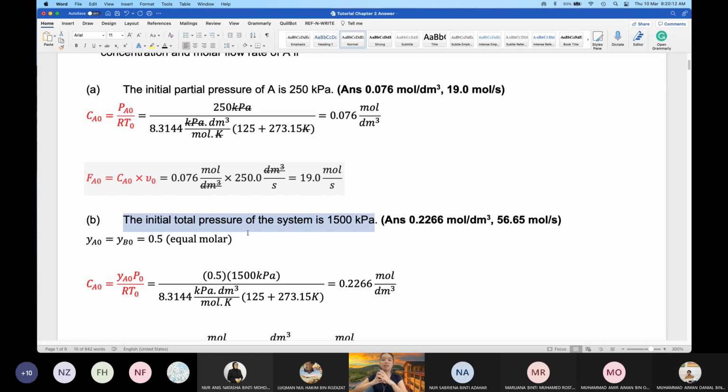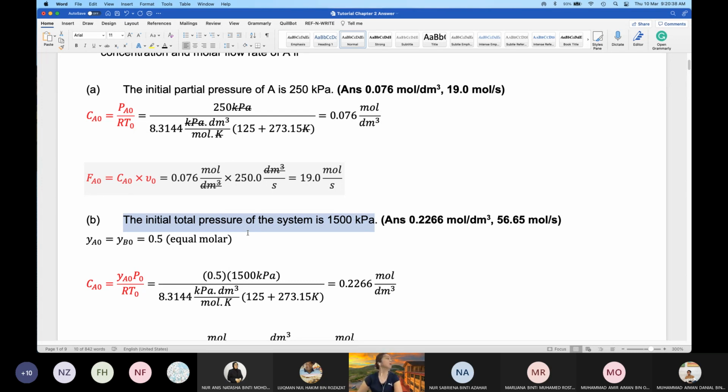When they say total pressure, it means we have two compounds, A and B. So the total pressure of both compounds is 1,500. So in the calculation, we want to find the concentration of A. We cannot use this 1,500 because this 1,500 also contains the pressure of B. If I want to calculate the concentration of A, there must be only the pressure that comes from A. So how do we solve this?